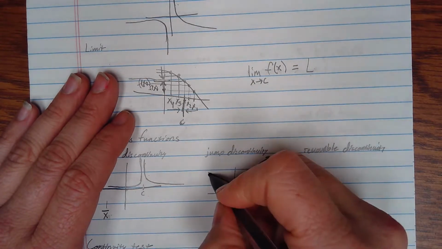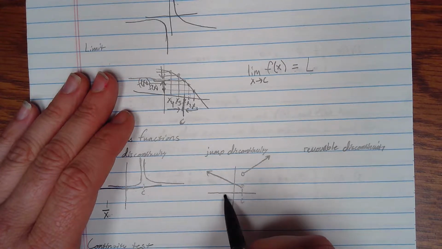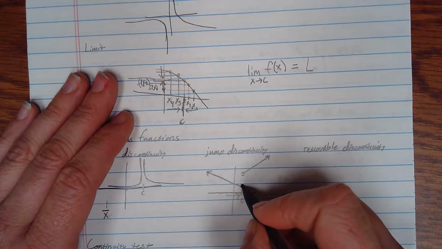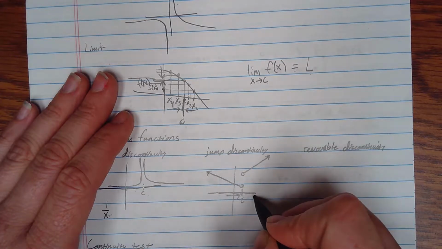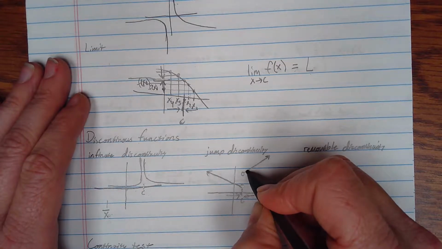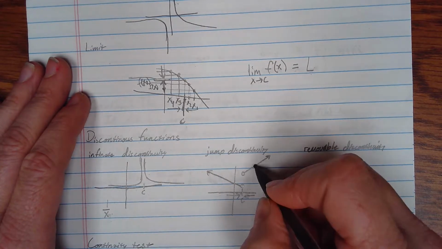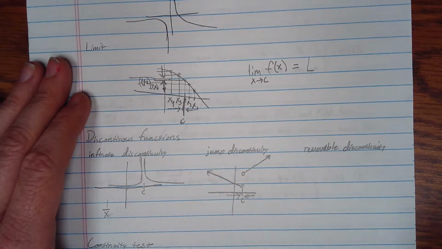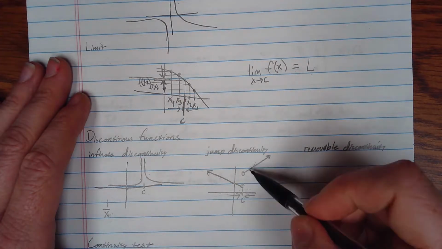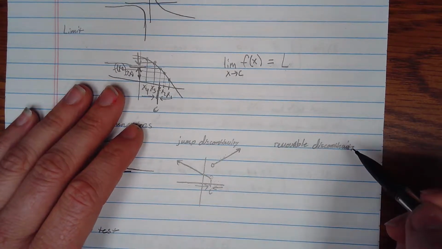That means as I'm going to c from the negative side, from the left, as I approach from this way, I'm going to reach this number. But as I approach from the right, I'm going to reach a different number. This is usually piecewise. Usually you'll have 2 different functions that are defining this at c. Okay? And then you have removable discontinuities.